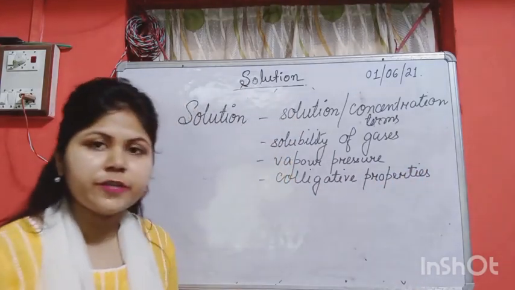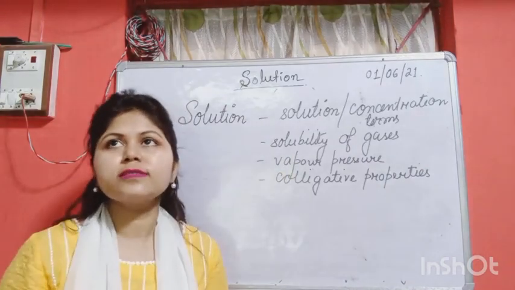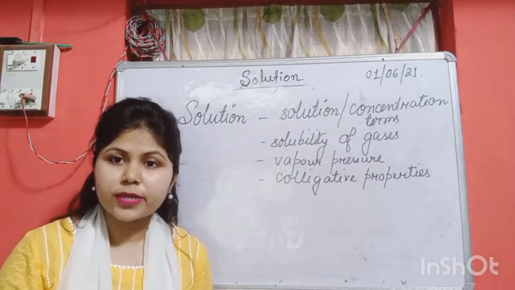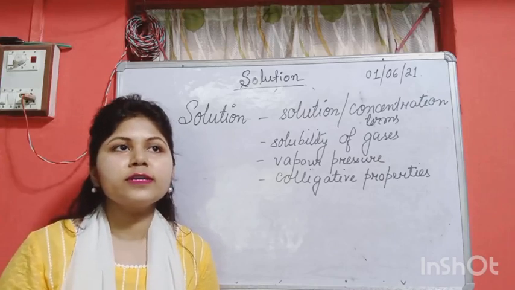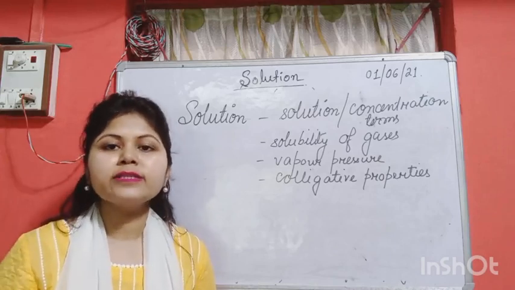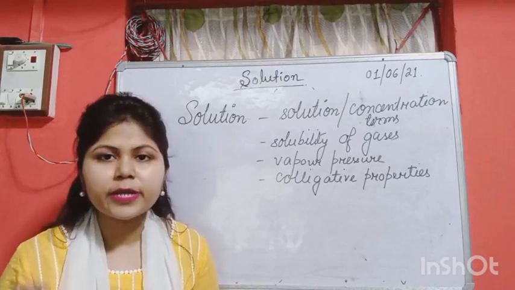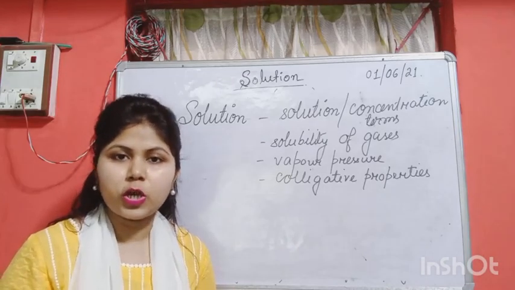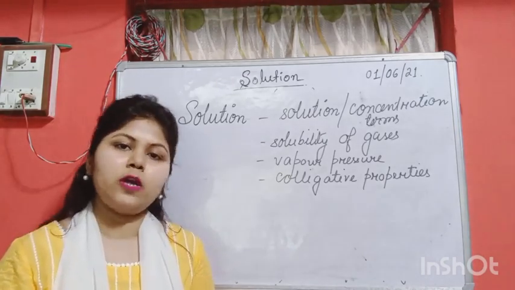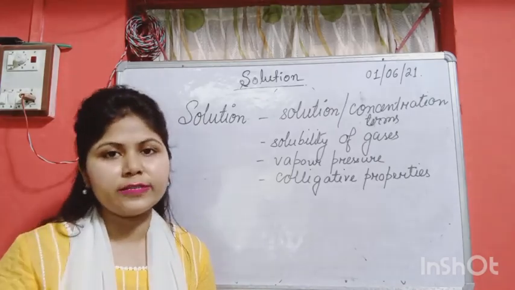Under colligative properties, there are 4 properties. The first one is the relative lowering of vapor pressure. The second one is the elevation in boiling point. The third one is the depression in freezing point. And the fourth one is the osmotic pressure. So these are the 4 colligative properties which I will be discussing with you all in the later classes.